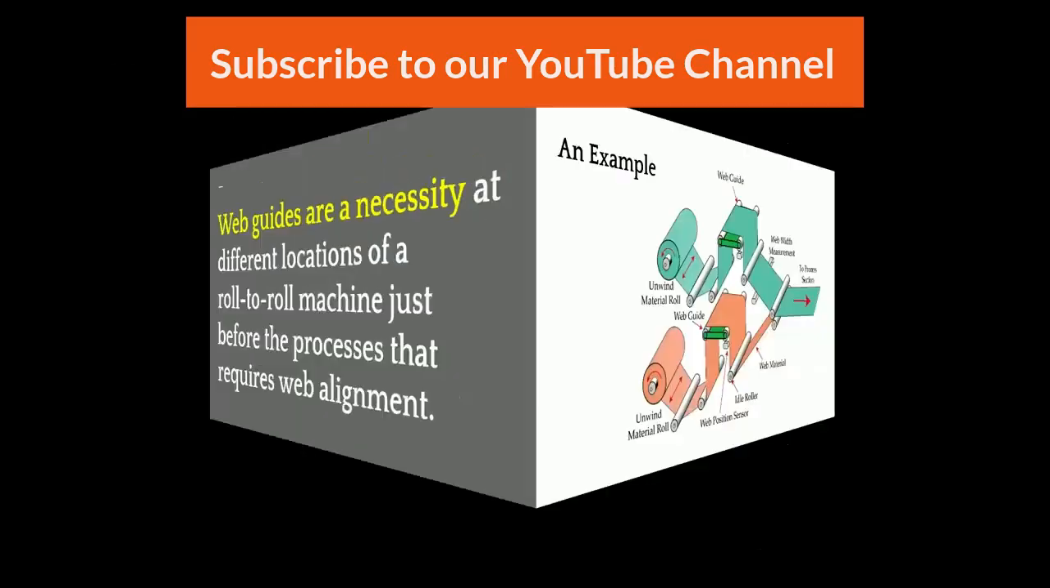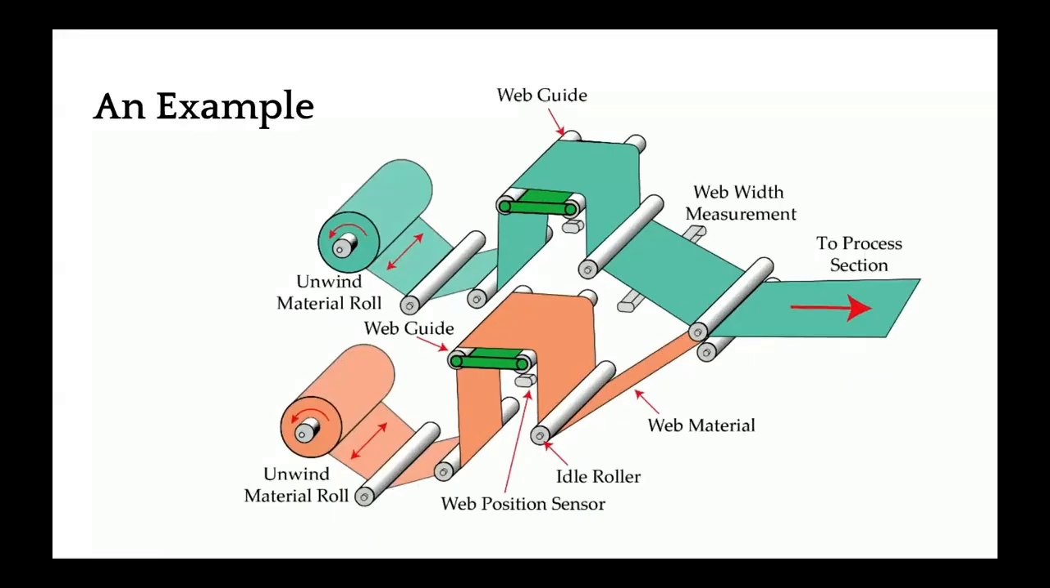Just to give you an example, let's say you are laminating something and you have two layers of web coming in to this lamination process. At this point, you would need a web guide so that you can align this layer and this layer with respect to each other.